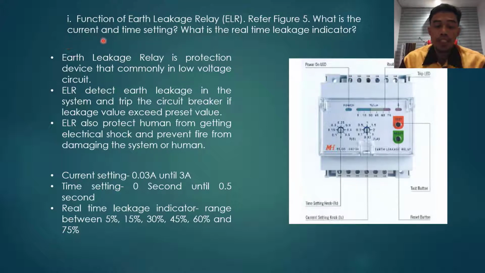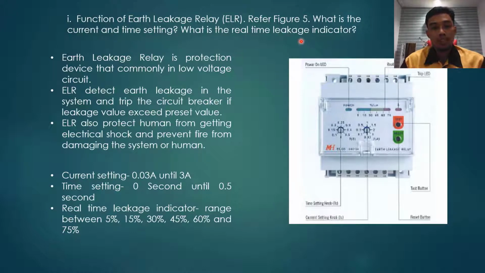What is the current and time setting? What is the real time leakage indicator? So as we know, ELR is a protection device commonly used in low voltage circuits. This ELR can detect earth leakage in the system, and it will trip the circuit breaker if the earth leakage value exceeds the preset value that we set.